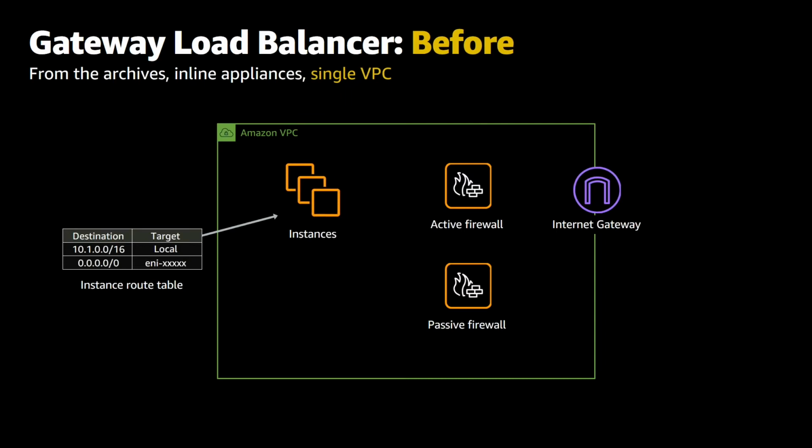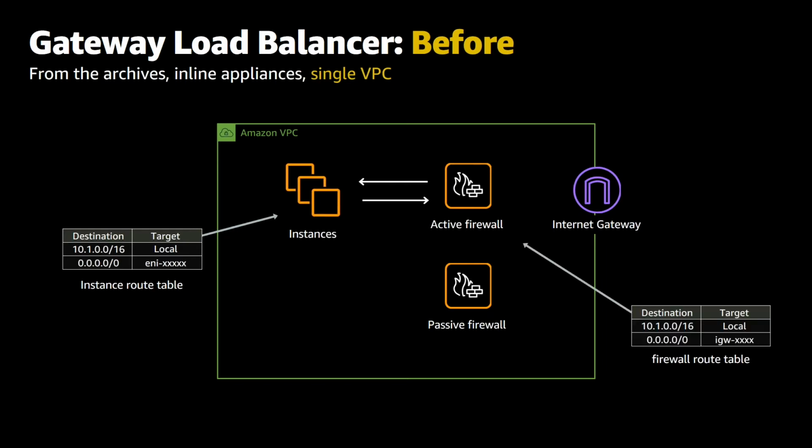So my instance will have a route table, basically saying, well, 10.100/16, that's my local VPC network. And if I want to go out to the internet, I'm going to send everything to my active firewall. And then my active firewall is going to say, well, I have my local subnet as well. And if I want to go out to the internet, I'm just going to send everything to the internet gateway. Okay, so at that point, the passive firewall is just that, right? A passive firewall.